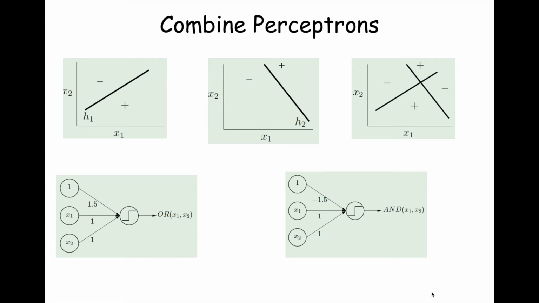If both of them are -1, that's -2 when we add them together. We add -2 to -1.5, that's -3.5. Sign of that, it's negative, so it's going to return a -1. If one of them is +1 and the other is -1, well, +1 plus -1 is 0. So the contribution from x1 and x2 is 0 for our AND gate, and 0 plus -1.5 is negative, so sign of that returns back -1.